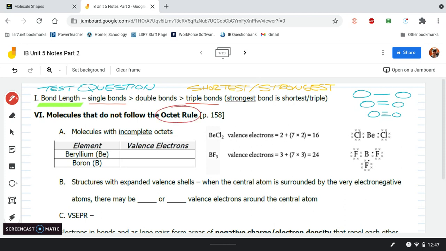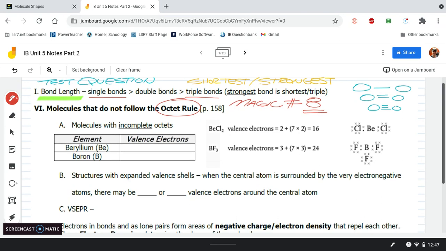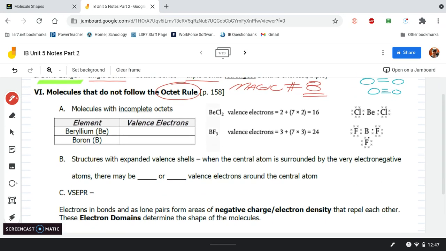Okay, octet rule. Octet rule is that idea of that magic number of 8, which is kind of what all of our atoms are trying to do, trying to get to 8, trying to get that super stable configuration. But there are a few elements that are okay with less than 8. So those have incomplete octets. They've got less than 8. These don't come up a lot. I do mention them, but they don't come up that much.